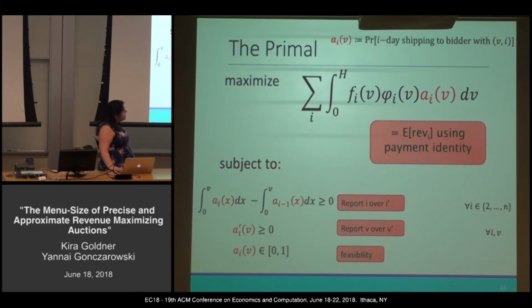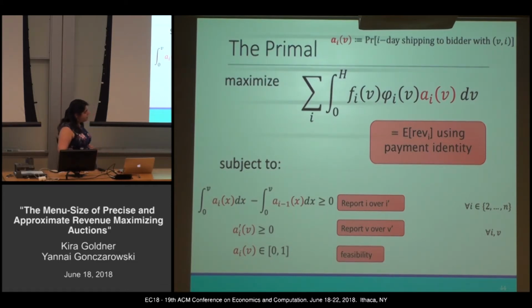So again, I swept it under the rug, but this is the primal we're actually working with. And what you should notice is that because we're in this nice, highly structured setting, we only have this one form of primal variables, which is the allocation rule. We use A_i, which is just the probability that I'm going to give i-day shipping to a bidder who reports that their value is v and their deadline is i. So I just reduced it down into much fewer variables.